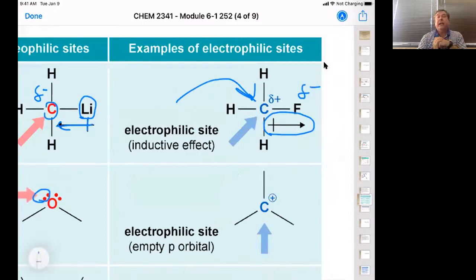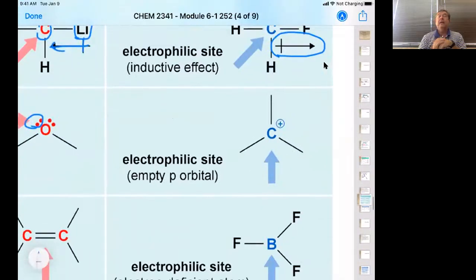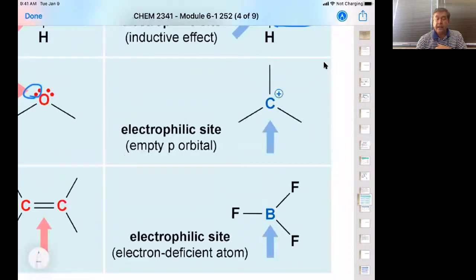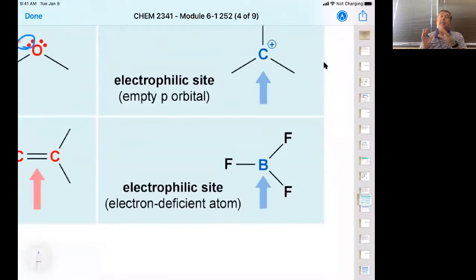The other thing we can have is a positive charge. So in the case of a carbocation, we actually have an empty p orbital. It's ready to accept any electrons it can, and therefore it's an electrophilic site, right? The other thing we can have is something like boron. Boron is one of those weird ones that only bonds 3 times, okay? But it does have an empty p orbital, okay? And that empty p orbital will accept electrons to form a new bond.